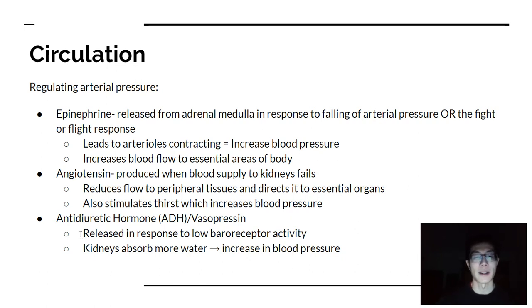And then finally, last but not least, we have ADH, or the antidiuretic hormone, also known as vasopressin. The antidiuretic hormone is released in response to low baroreceptor activity. And this release of ADH by the posterior pituitary allows your kidneys to absorb more water. So it pulls more water out of the whole nephron system. And by increasing the water supply in your body, you're ultimately going to increase blood pressure. So you have arterial pressure, and there are different hormones and ways to regulate the process.